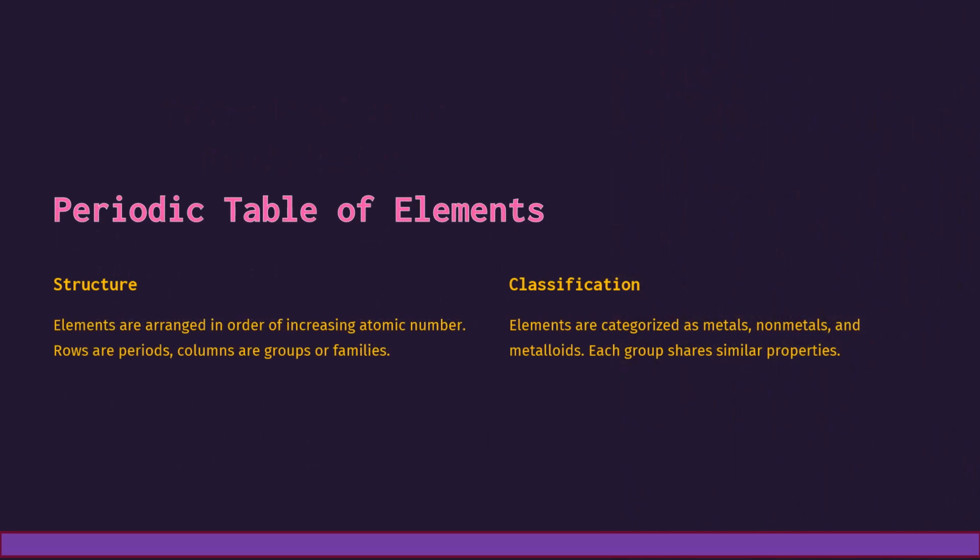The periodic table is organized by atomic number, the number of protons in an atom. Rows or periods show elements in order of increasing atomic number, while columns or groups organize elements with similar properties. Classification: metals are shiny and conductive. Nonmetals are varied but often insulators, and metalloids have properties of both.